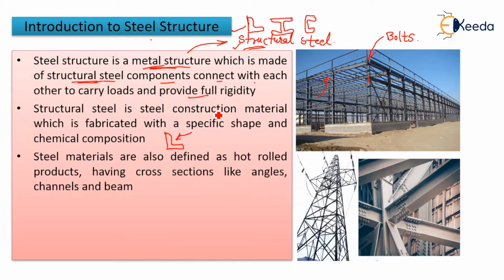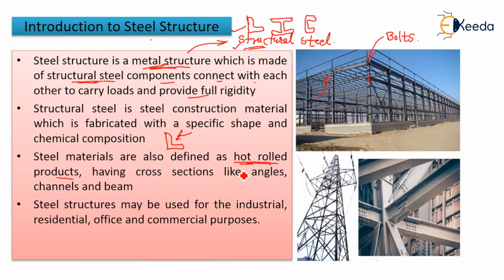Then steel materials are also defined as hot rolled products having cross sections like angles, channels, and beams. I told you that the steel which is used in the steel structures is known as structural steel. So it has one more name, and that is called hot rolled products. These sections I was talking about, I section, channel section, angle sections, have one common name, structural steel, and another one is hot rolled steel products, and they will have cross sections, as I'm telling you again and again.